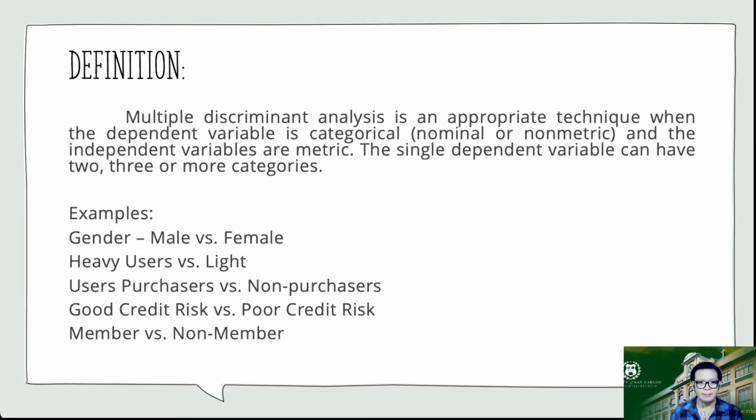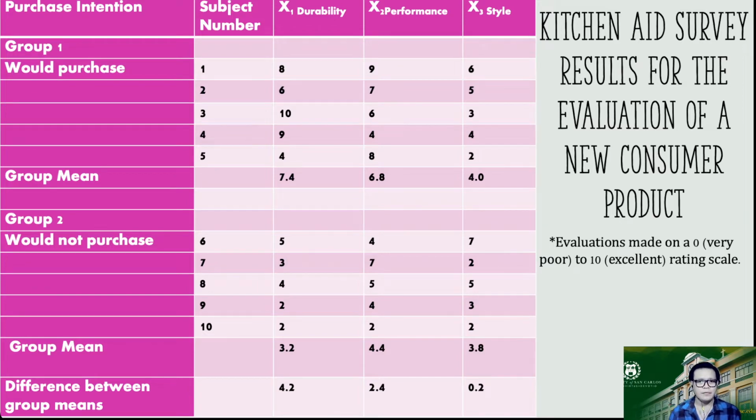So just for example, talking about gender, we do have male versus female. We have heavy users versus light users, purchasers and non-purchasers, good credit risks versus poor credit risks, members versus non-members. Here, as you can see, this is a very good example, the KitchenAid survey result for the evaluation of the new consumer product. Basically, the evaluation is made on a scale of 0, which is considered very poor, and 10, which is considered excellent in terms of rating.